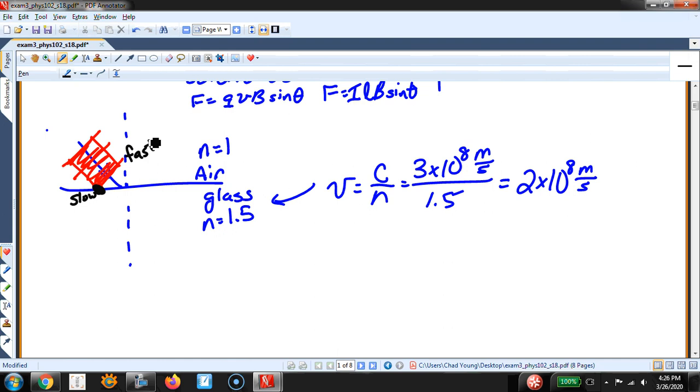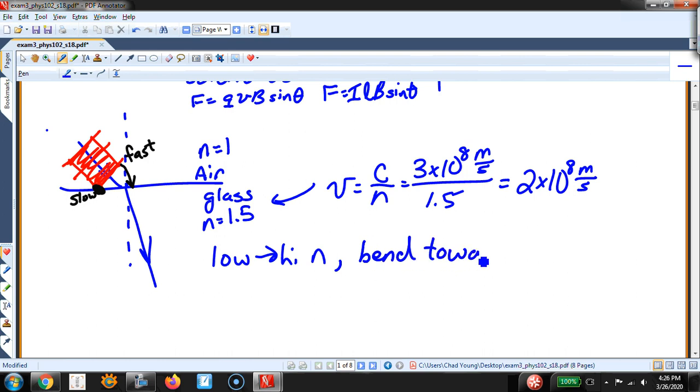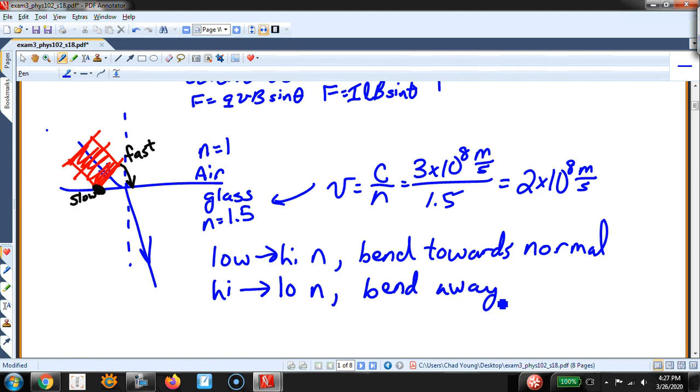50% faster in air: 3 times 10 to the 8th versus 2 times 10 to the 8th meters per second. So what's going to happen is this whole thing is just going to turn in this direction, which is going to give me a ray of light that will bend towards the normal. So if I'm moving from low n to high n, I bend towards the normal. If I move from high n to low n, I bend away from the normal. Okay? By the way, the normal is this line.